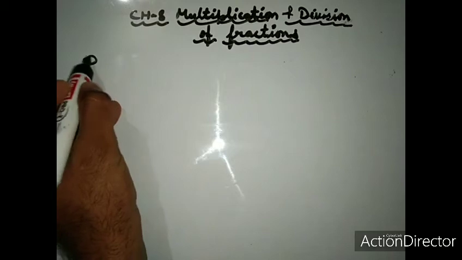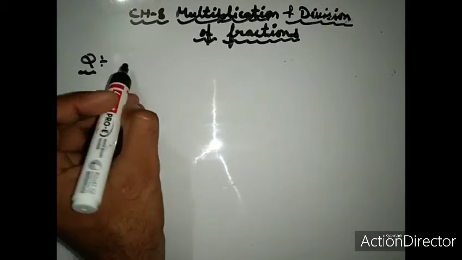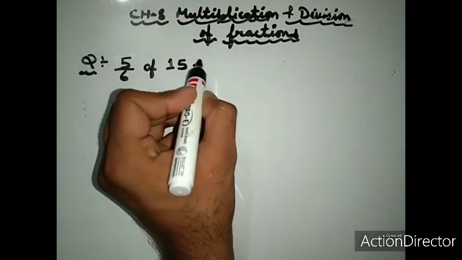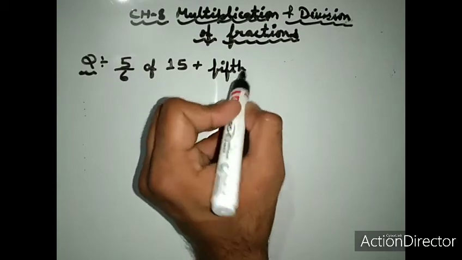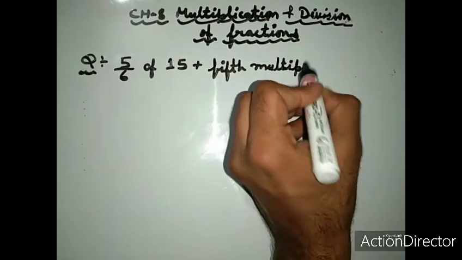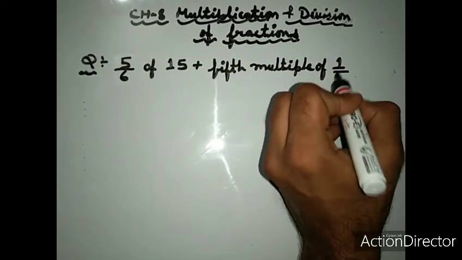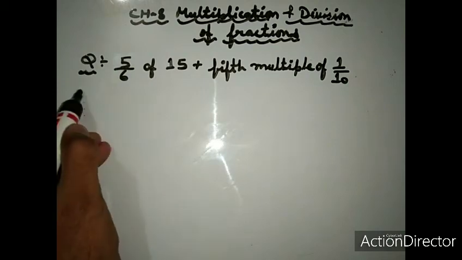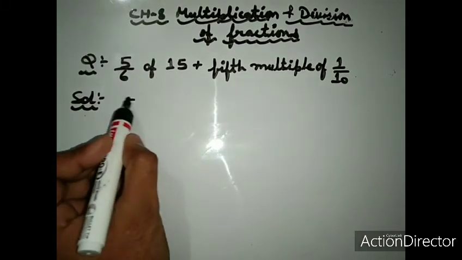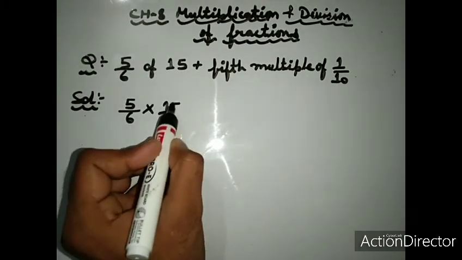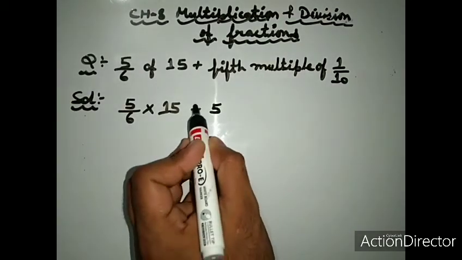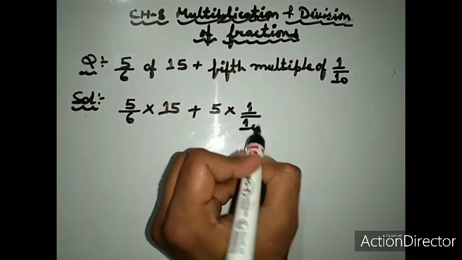Okay, now here we take another question like 5 upon 6 of 15 plus fifth multiple of 1 upon 10, right? So here we apply the same rule. Here we replace this "of" by the multiplication symbol. 5 upon 6 multiply by 15 plus fifth multiple of 10. So here we write 5 multiply by 1 upon 10.